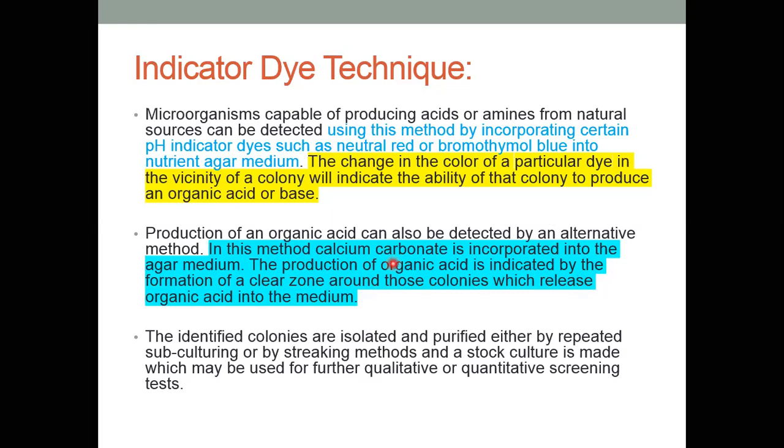So calcium chloride, when dissolved in agar medium, is colorless, right? So whenever calcium carbonate reacts with any kind of organic acid, it's converted to a salt version, which is colorless. Calcium carbonate, when added, was whitish and cloudy. So the area around a bacteria producing organic acid is going to be a clear zone. So it is yet another indication. Then what do you do? The identified colonies can be streaked again and again on other plates, and a stock culture can be maintained so that you can use them further.